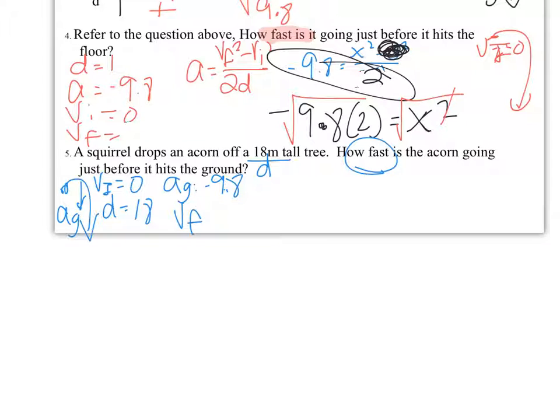So again, I don't have time. I'm going to use the exact same equation that I did in my previous question: final velocity squared minus initial velocity squared divided by 2 times the displacement. I should solve this one the same way that I solved the previous one.